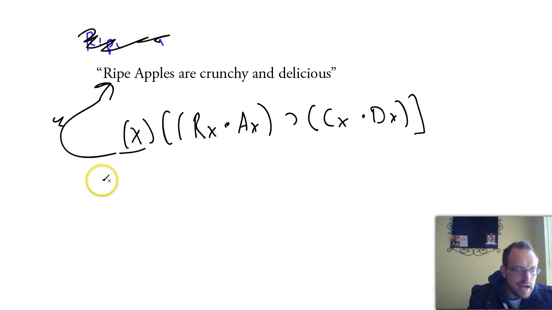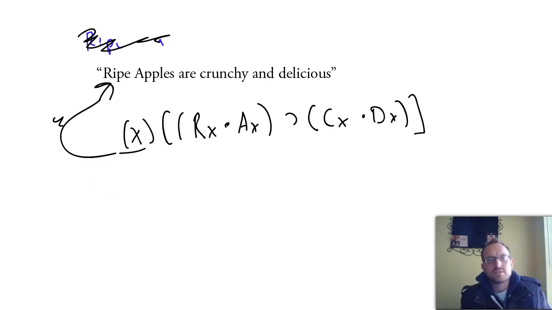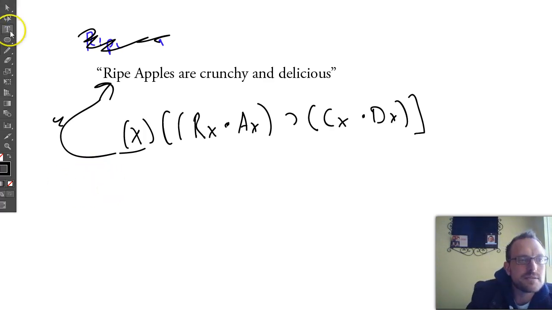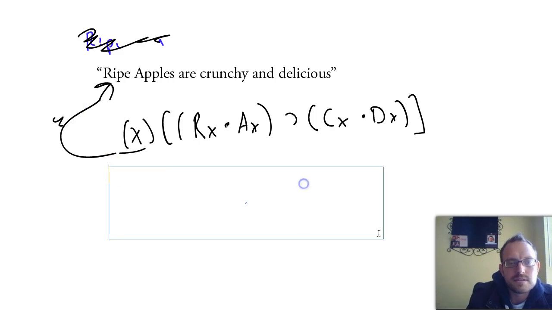I said that some apples are green and tasty. What about that example? So let's type that one in and see what that one looks like. Some apples are green and tasty.